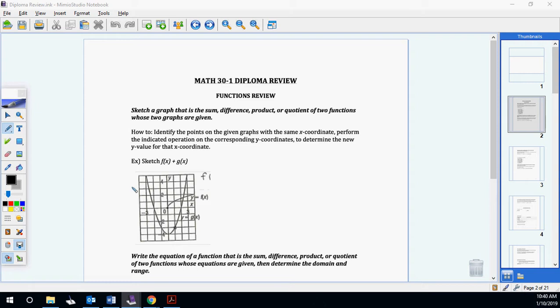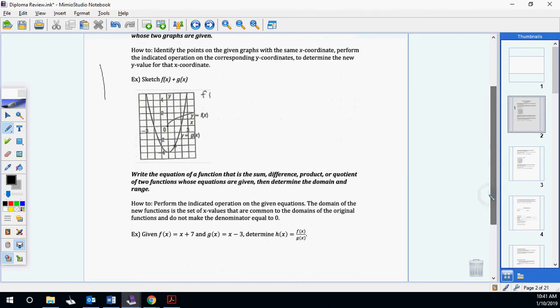So the first one is sketch graphs that is a sum, difference, product, or quotient of two functions. Obviously all four things you've got to know how to do, but we're going to go over just one of them. But if you need to figure out quotient, then go for it. It says how to identify the points on the given graph with the same x-coordinate, before the indicated operation on the corresponding y-coordinate, determine the new y value and the x-coordinate.